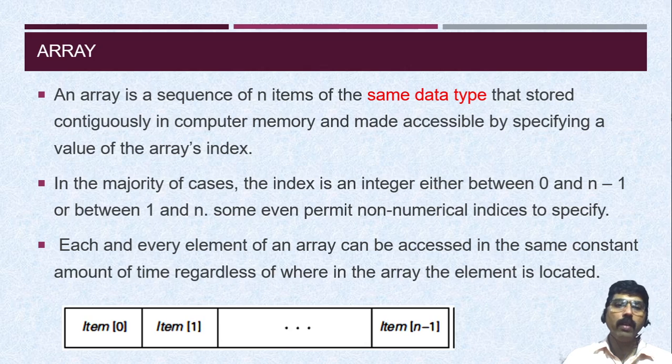One of the advantages of array is we can access the element of the array using a constant amount of time, regardless of where the element is located. That means we can access the first element in the same amount of time as the second element or the fifth element or maybe the last element. The time taken for the array is the same. This is one of the best advantages of array. Array is faster and more efficient compared to others.